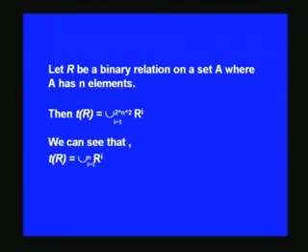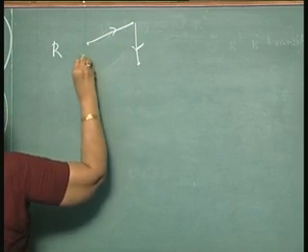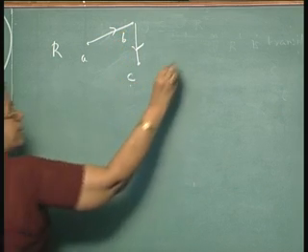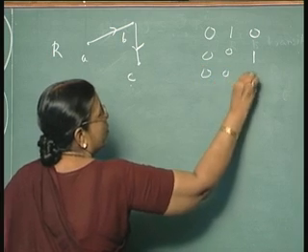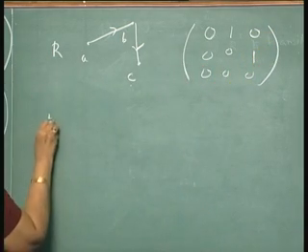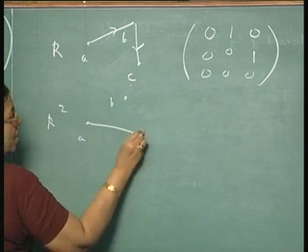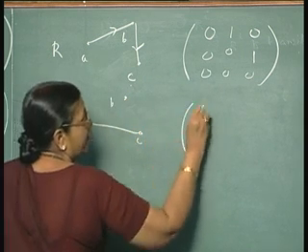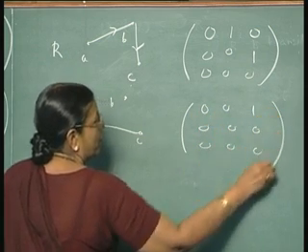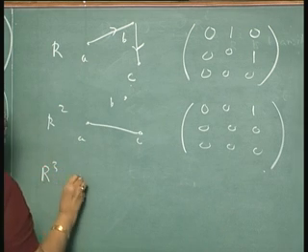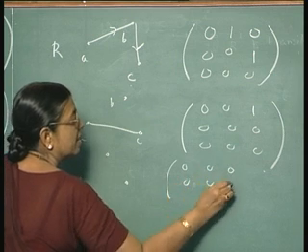So, we see that R, which is this, is represented by 0 1 0, 0 0 1, 0 0 0, and R squared is A, B, C, and this is represented by 0 0 1, 0 0 0, 0 0 0. R cubed is just the empty relation and is represented by the 0 matrix.